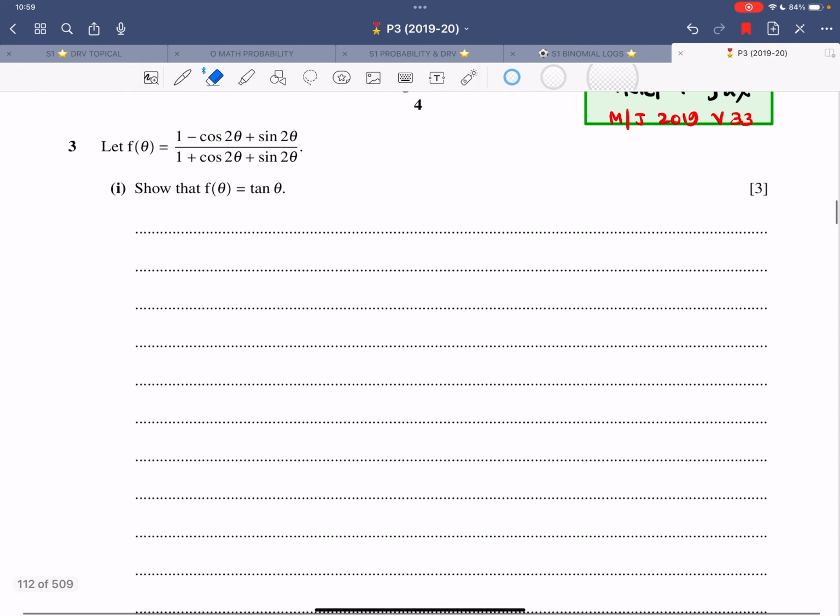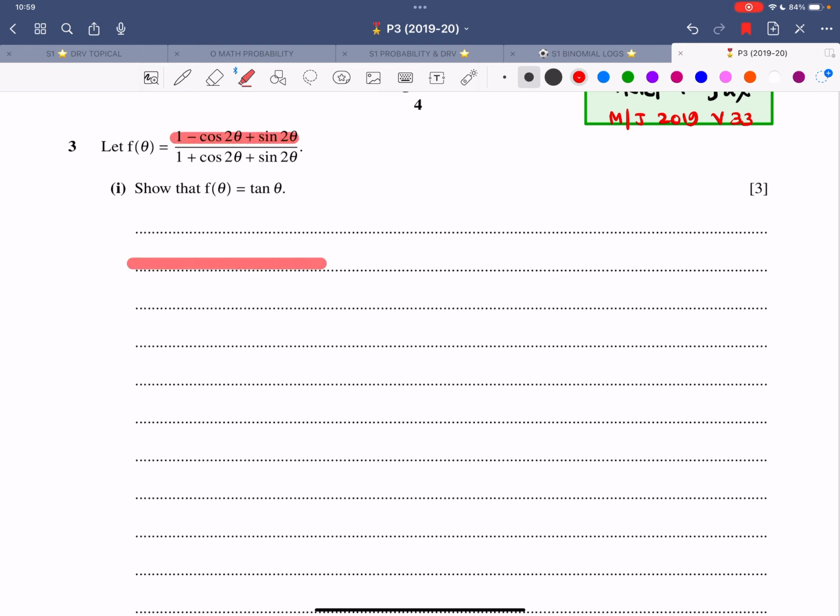Now 3 marks are for the proof. Now look at the numerator. I want you to focus on the numerator first. 1 minus cosine 2 theta plus sine 2 theta. I should expand this separately, and over here 1 plus cosine 2 theta plus sine 2 theta. I should expand this separately. So let's work it out very thoroughly. 1 minus cosine 2 theta plus sine 2 theta. And over here 1 plus cosine 2 theta plus sine 2 theta. So now what exactly needs to be done?